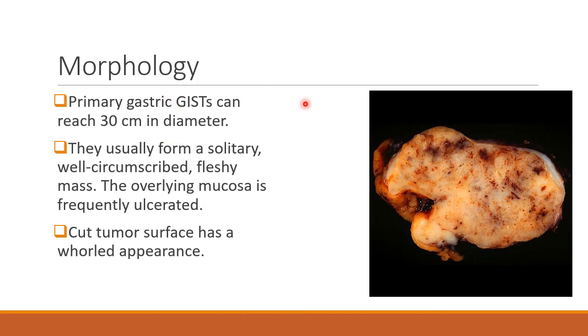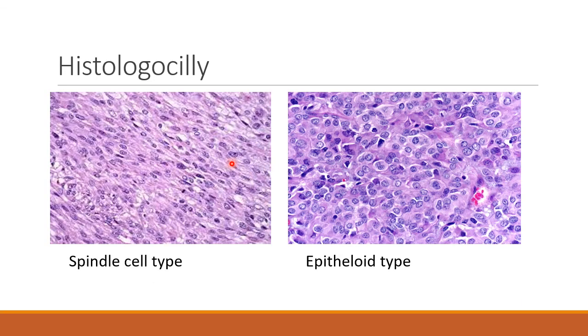Morphological features, so that can vary in size, but that can reach up to the 30 centimeter in diameter, and they usually form this solitary well circumscribed fleshy mass, and the overlying mucosa may be ulcerated, and if you cut the tumor there may be whorled appearance, as you can see here. And histologically it is of two types, either spindle cell type or epithelioid type. Spindle cell type shows the elongated cells, and epithelioid type shows the epithelial appearing cells.